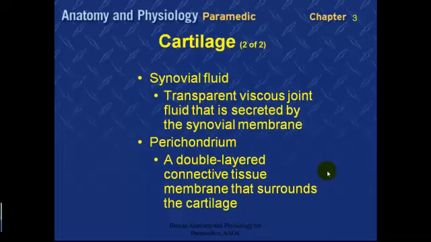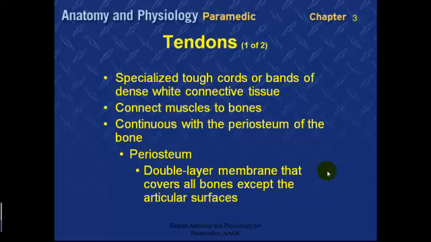The perichondrium is a double-layered connective tissue membrane that surrounds the cartilage. It's the outside membrane or covering for your cartilage. Tendons are specialized tough cords or bands. They're very dense, coarser connective tissue. They connect muscles to bones. They're continuous with the periosteum of the bone.